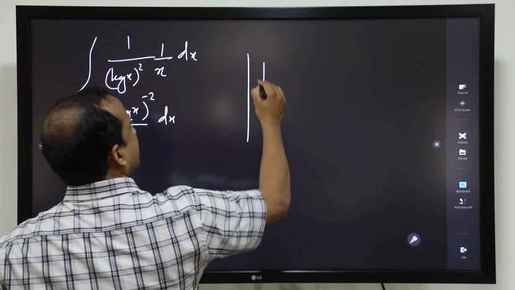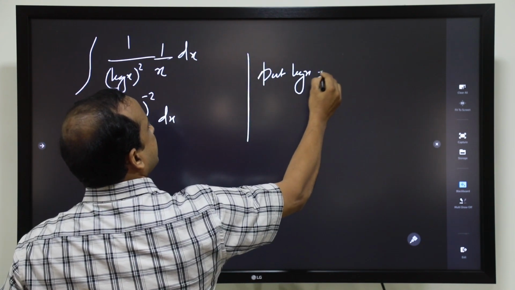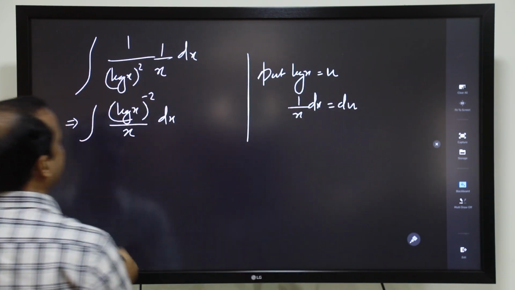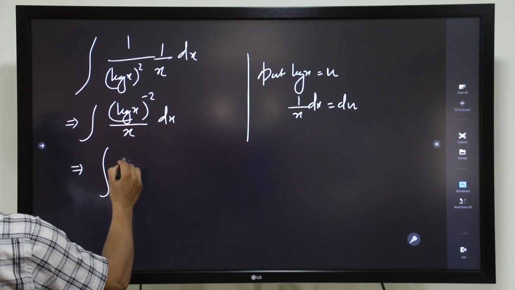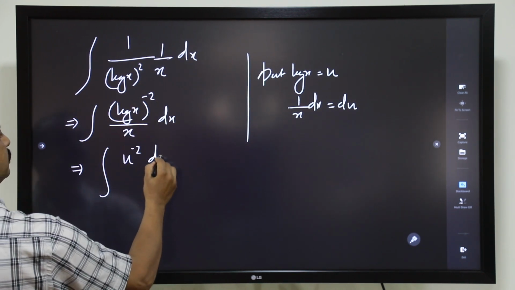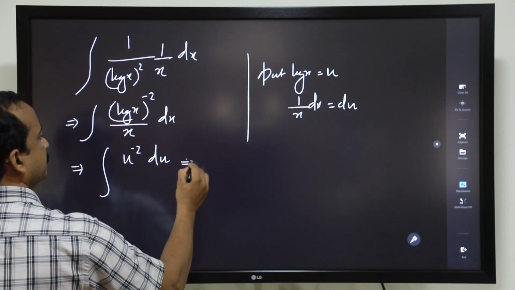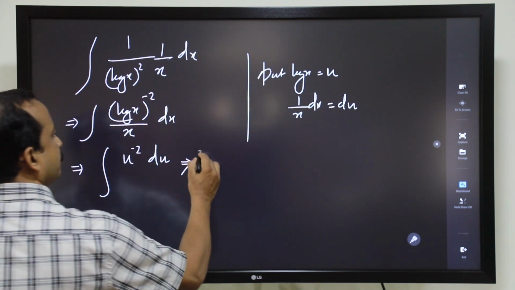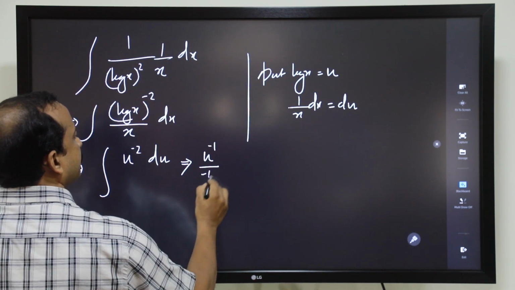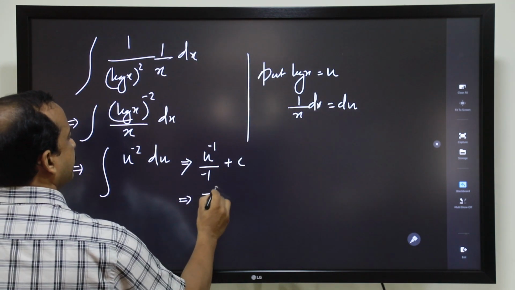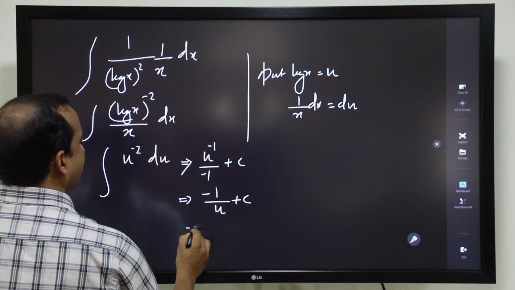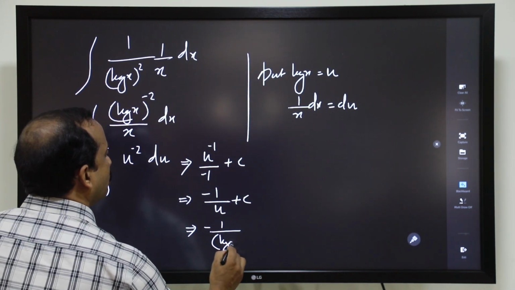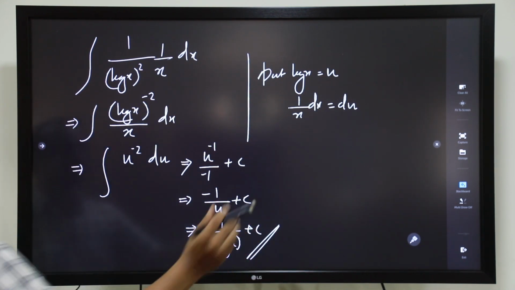Here we put log x is equal to u and its derivative 1 by x into dx is equal to du. That implies integral of u raised to minus 2 into 1 by x into dx is du. That implies the integral value of x raised to n is x raised to n plus 1 by n plus 1, and therefore integral of u raised to minus 2 is u raised to minus 2 plus 1, that is minus 1, divided by minus 1, plus c. That is minus 1 divided by u plus c. What is u? u corresponds to log x, and therefore the final answer is minus 1 by log x plus c. Okay.